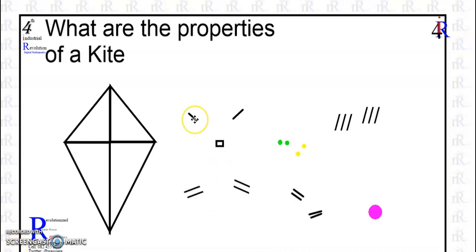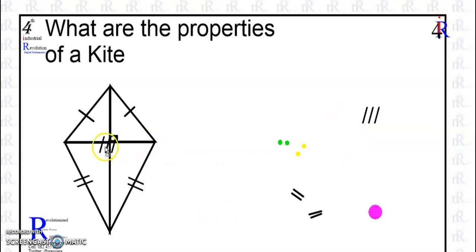Right, let's look at the properties of a kite. Firstly, when we work with a kite, we have two pairs of adjacent sides that are equal. That pair is adjacent to this pair. They are equal. This pair is adjacent to this pair. They are also equal. The next thing, diagonals of a kite bisect each other at 90 degrees.